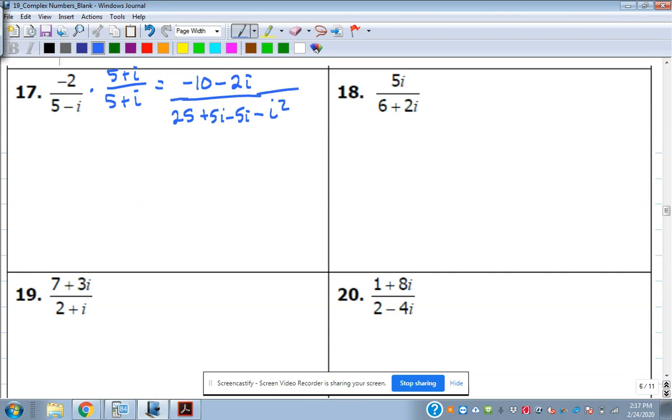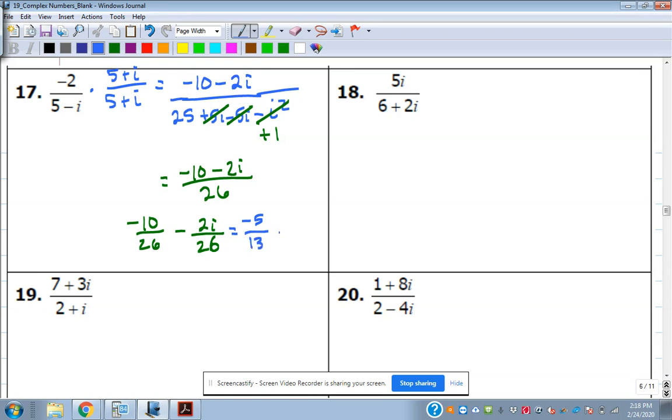What happens to the i's in the middle? They cancel out. That becomes a plus 1, right? So that's going to be negative 10 minus 2i over 26 when you simplify. And then we're going to split it apart again. Negative 10 over 26 minus 2i over 26. And we're going to simplify those. We got negative 5 over 13 minus 1 over 13i. That's our final answer.